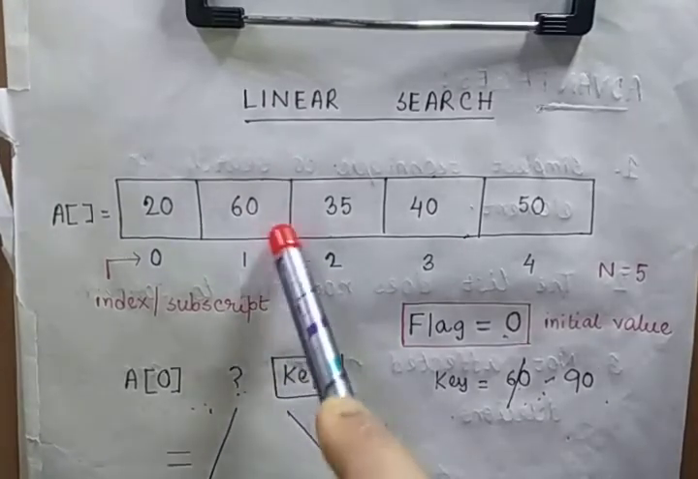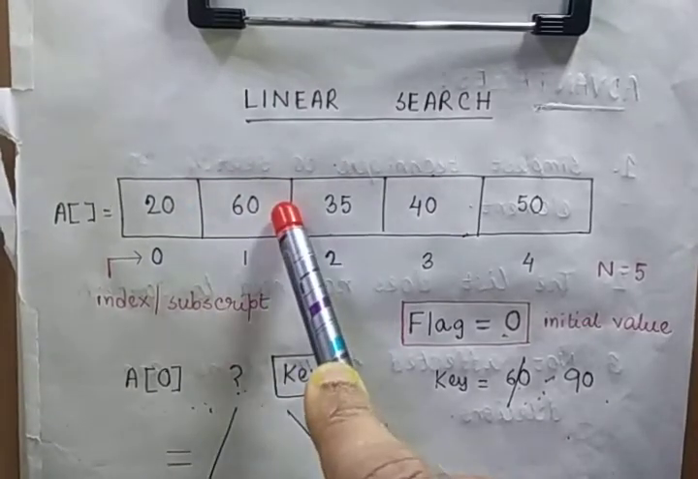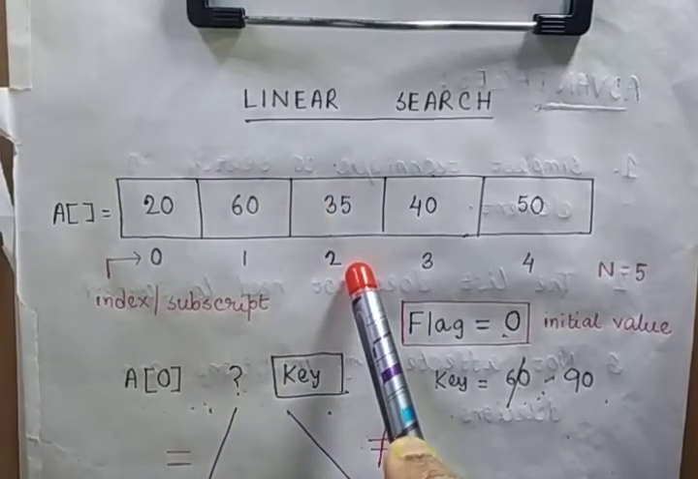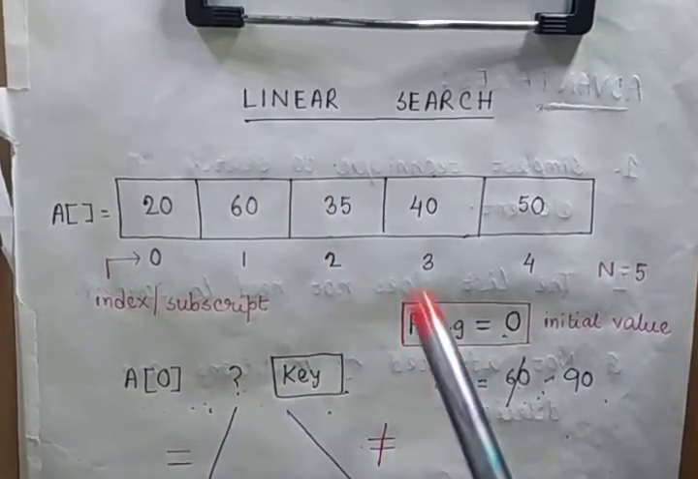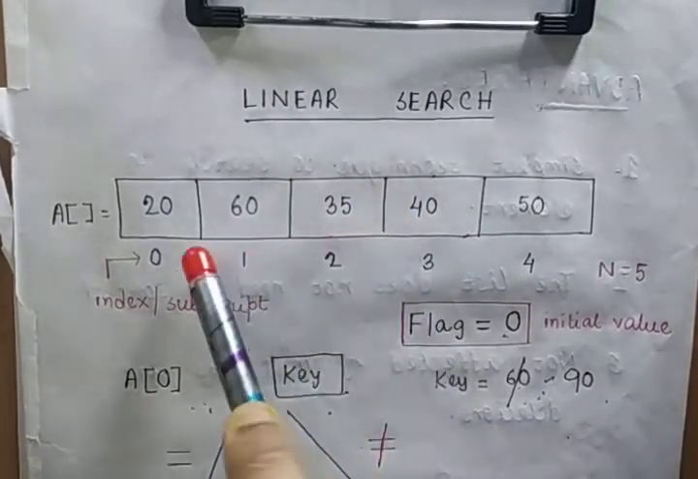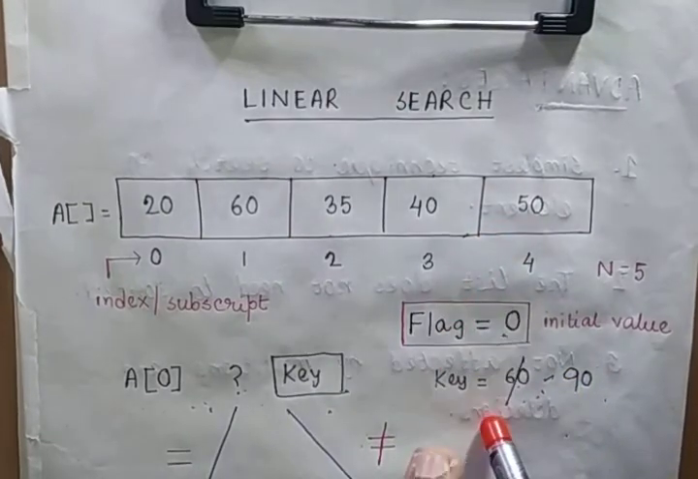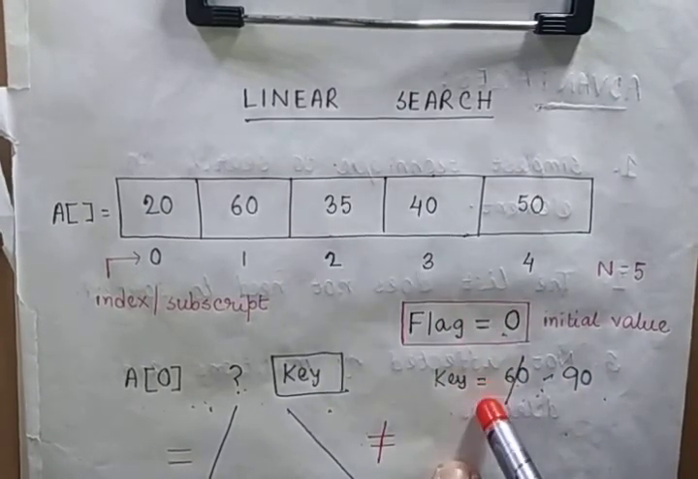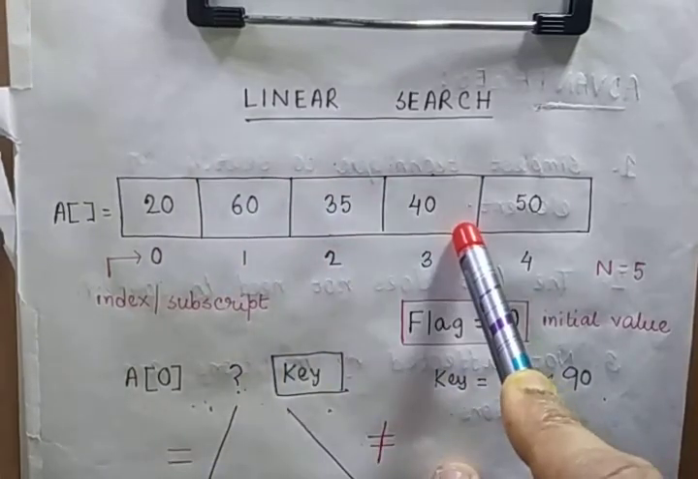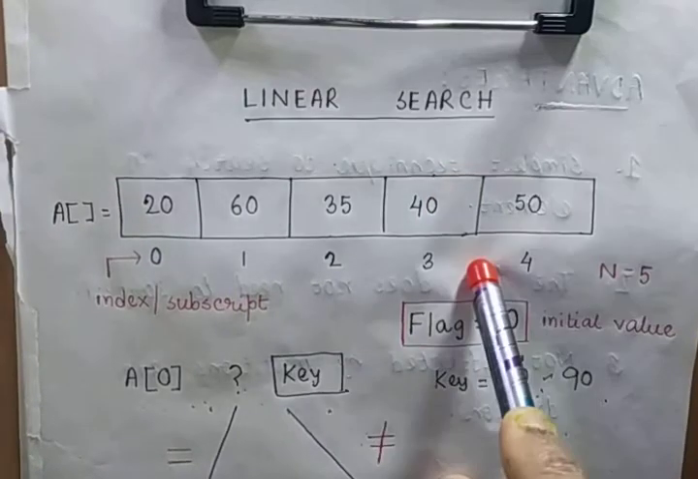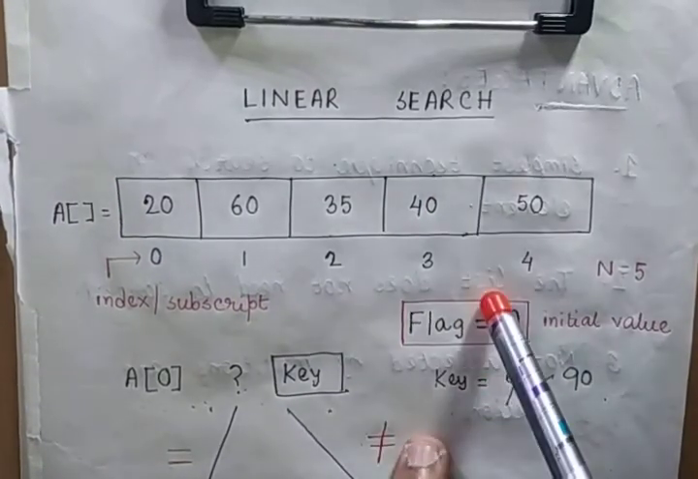And again, if the key element is not found here, then again you have to move to the next position, that is a of 2. And again you have to compare the key element with the next position. And this way you have to continue. So how long will the process continue? Until you get the key element in a particular position, or you have compared with all the elements within the list and you are not getting the key element.